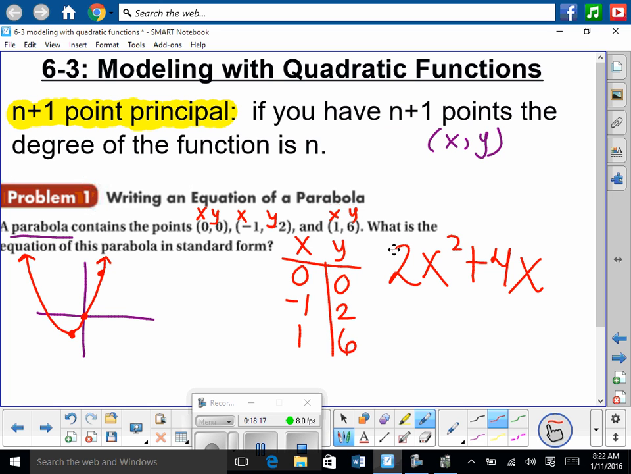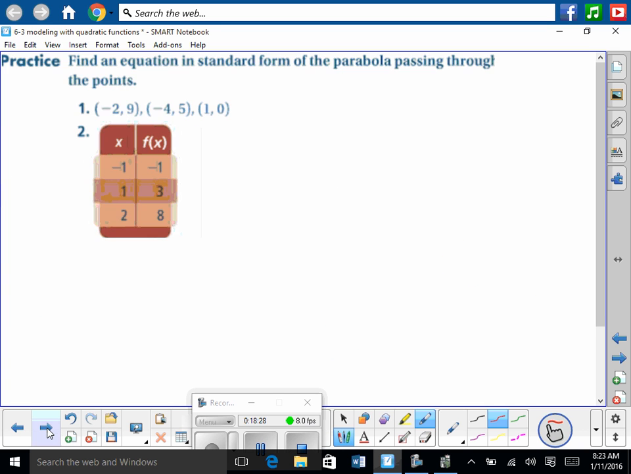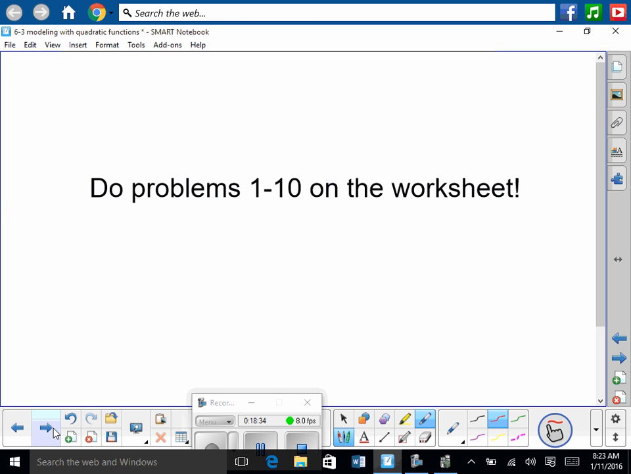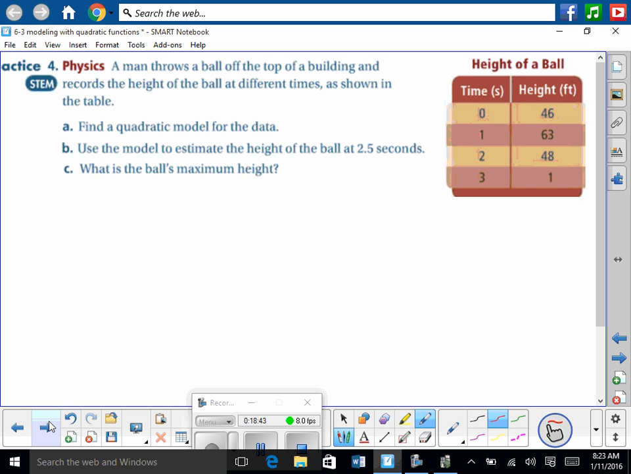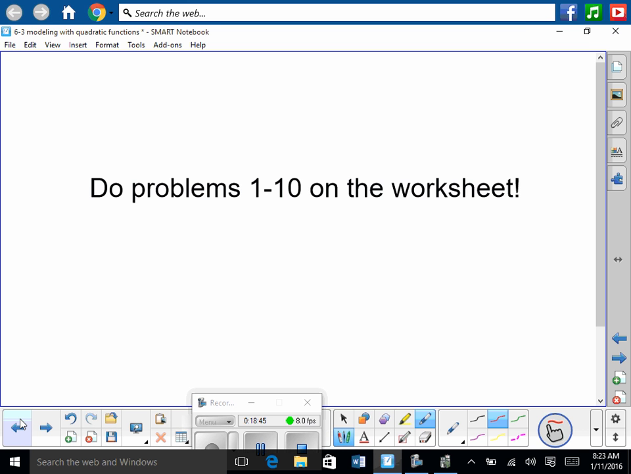Does everybody understand how to do it? Do you need another example? Do you need another one to see how to do it in your calculators? You're sure? Okay. So if you saw an x, y point, you can do it. No questions? Okay. So go through 1 through 10 on the worksheet. Oh, really? You should be able to go 1 through 12 on the worksheet.